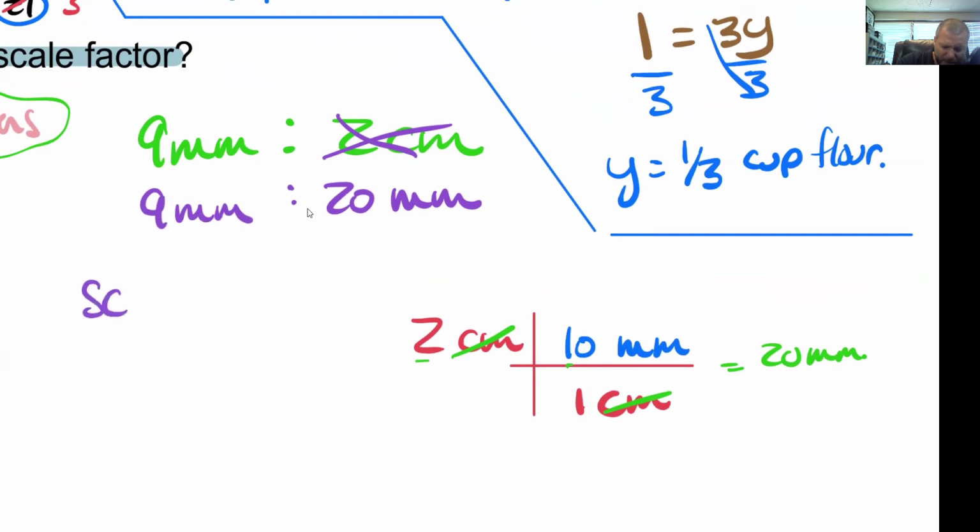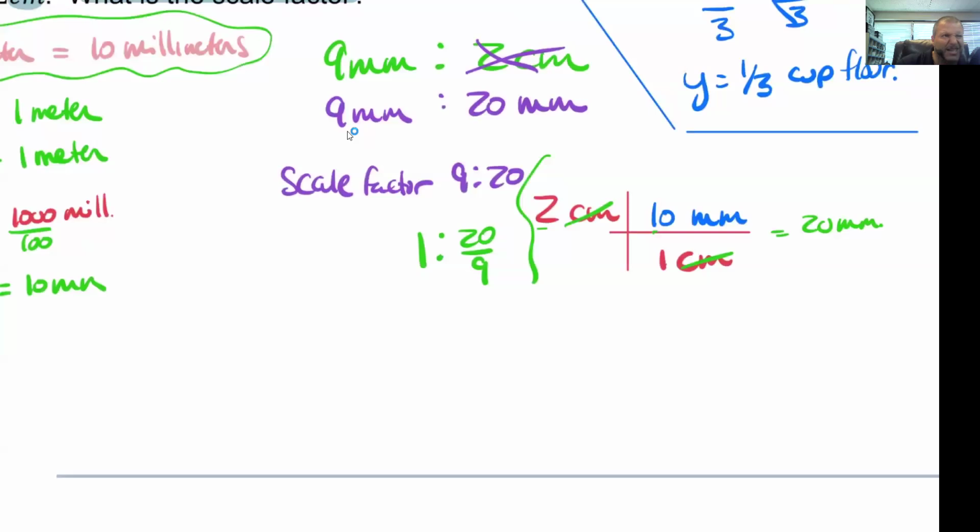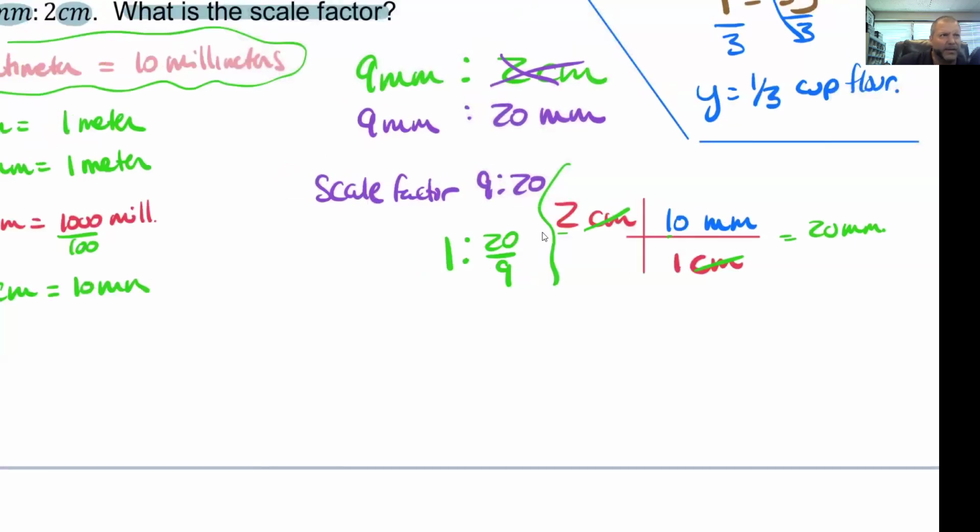So we could say the scale factor is either going to be 9 to 20, or if you're really being fancy and you want to work in units, you could divide both sides by 9. You could say 1 to 20 divided by 9. It's a little bit less common at this level, but as you get further on in math, you start to see things written out that way, with 1 to some fraction.